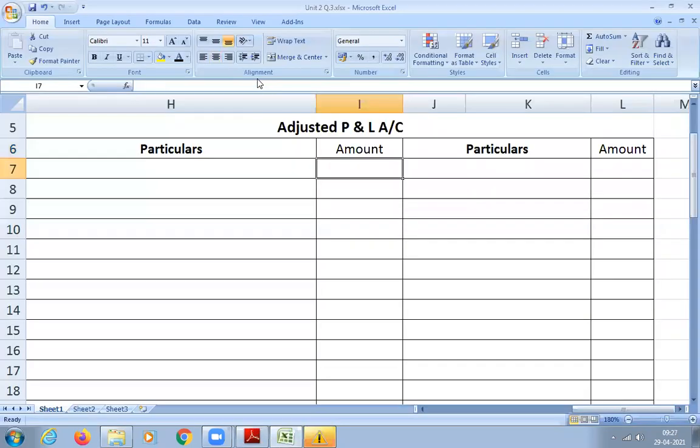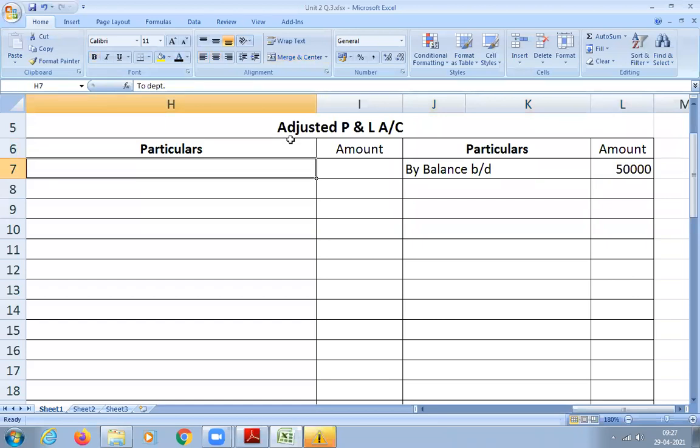Where do you write balance brought down? Debit or credit side? Credit side. In the P&L account, the net profit will be on the debit side. When I transfer to the adjusted P&L account, it will be on the opposite side. It will be on the credit side. So 50,000.